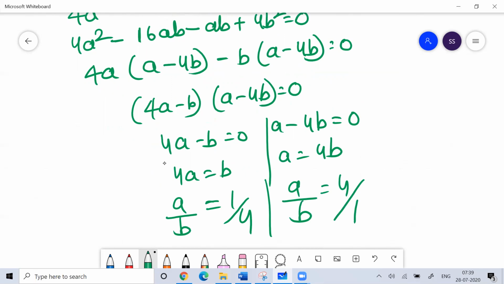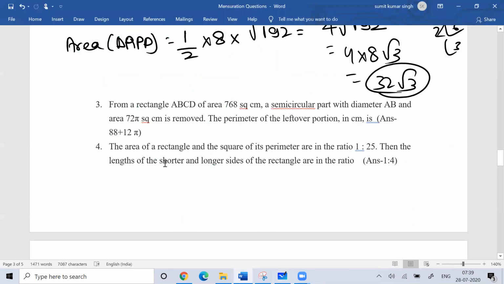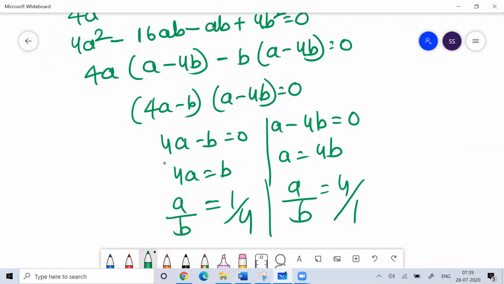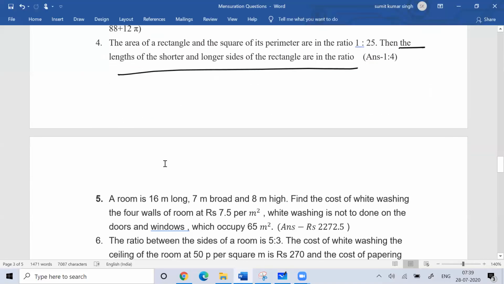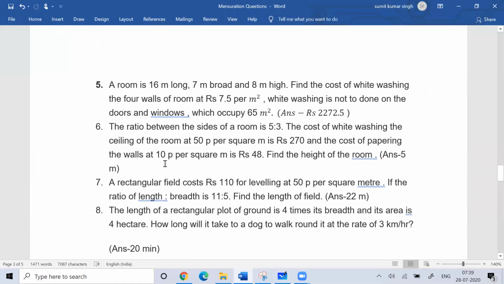Now they're asking you the ratio of the length of the shorter and the longer side. So definitely the ratio should be less than 1. So the answer for this would be 1:4. Okay, now going further, you can see the next question.